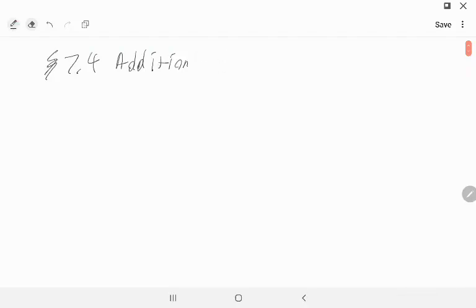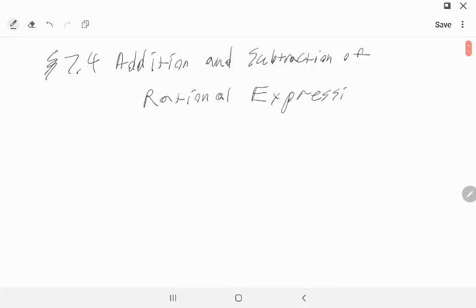Addition and subtraction of rational expressions. We notice that we can only add or subtract rational expressions with common denominators.